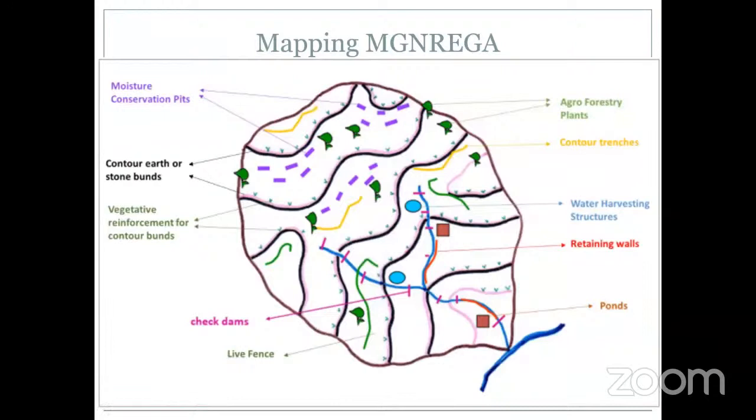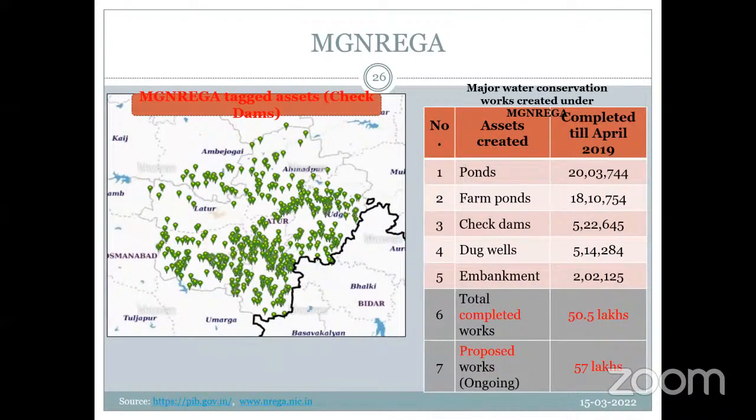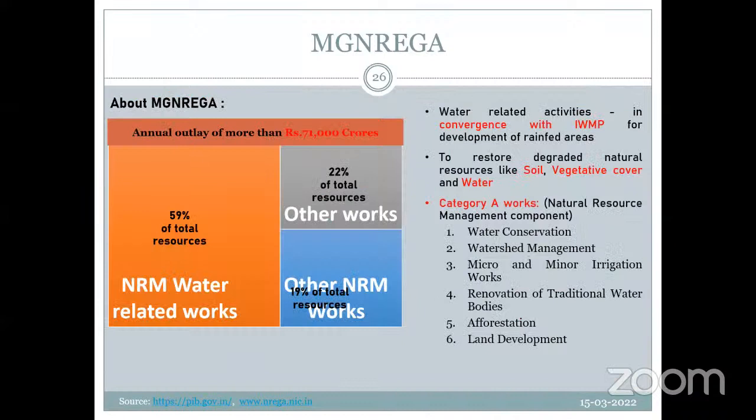So MGNREGA is known for soil conservation and water conservation activities, but there's not much for actually quantifying the benefits of these structures. Look at how much budget they've put in. If you have 671,000 crores annually given to MGNREGA, 60% of that is given to NRM, which is natural resource management, and particularly water. So you're almost getting 40,000 crores every year to manage water. But what is happening to these assets?